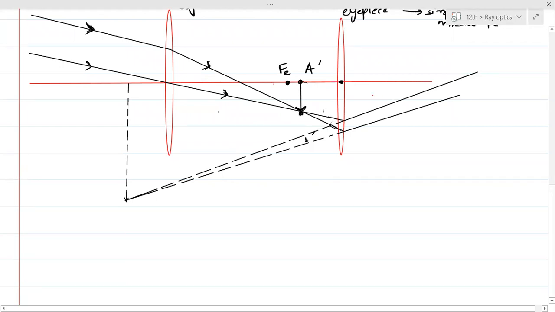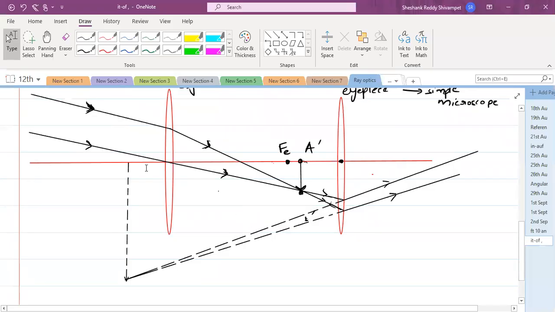Got it, right? So these are the rays. They meet at this point. ठीक है? समझ आ रहा है? रे डायग्राम समझ आ गया ना सबको? Let me call this A double dash and B double dash. ठीक है?